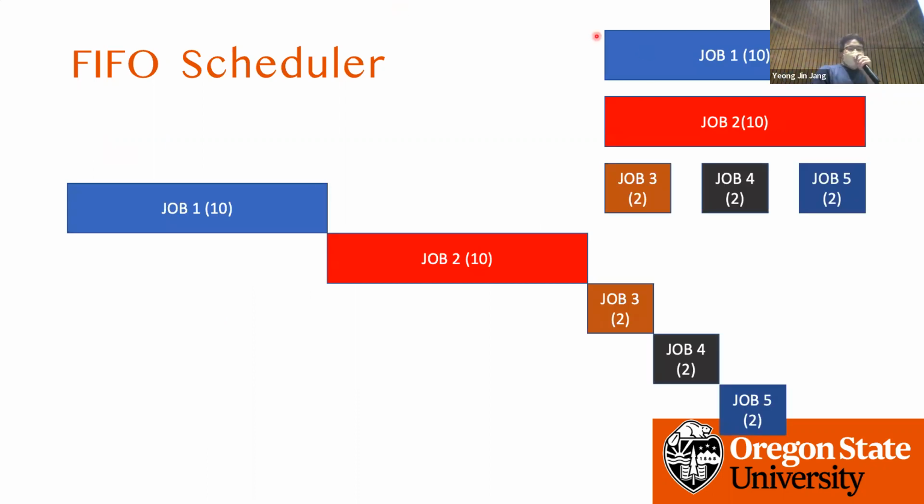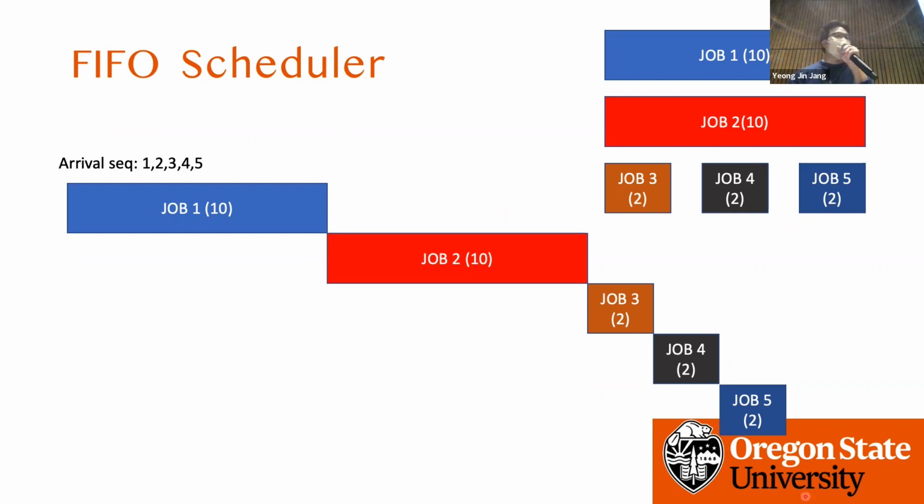Suppose we have these 5 jobs: 1, 2, 3, 4, 5. Jobs 1 and 2 have a job time of 10 units, which you can regard as 10 seconds, for example. Jobs 3, 4, and 5 can each be finished in 2 seconds. Suppose we schedule based on FIFO, and all the jobs arrived in sequence 1, 2, 3, 4, 5. Then we run job 1 first, then 2, 3, 4, 5.